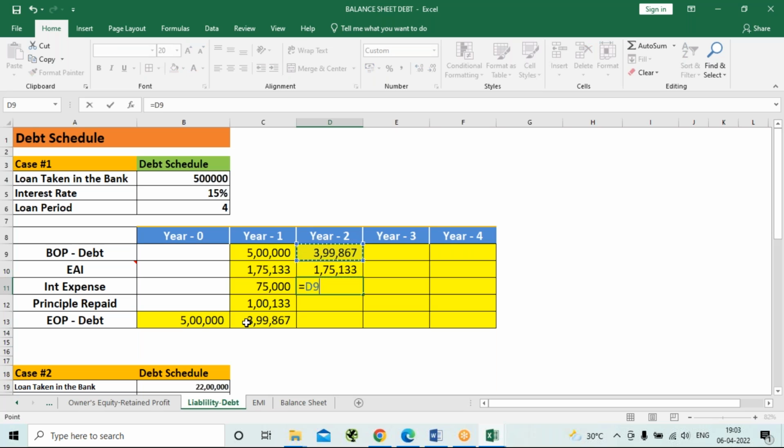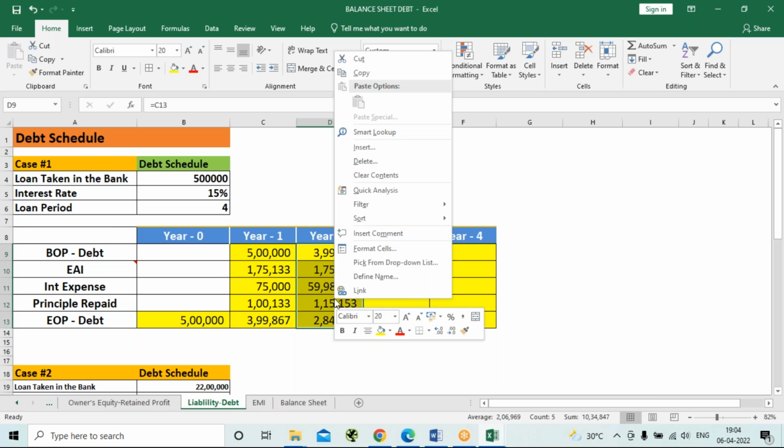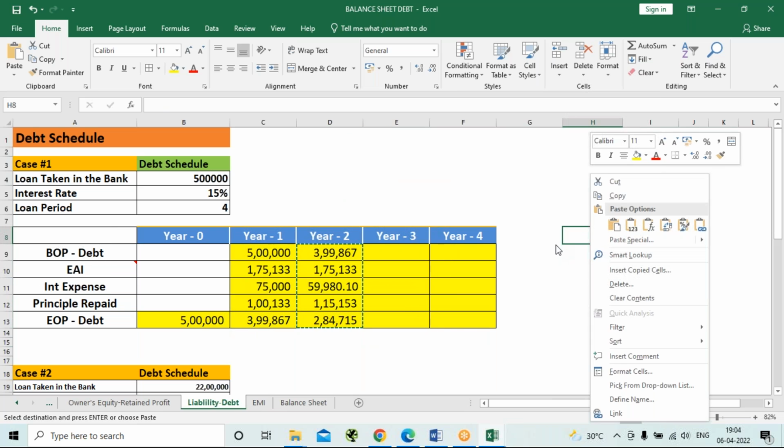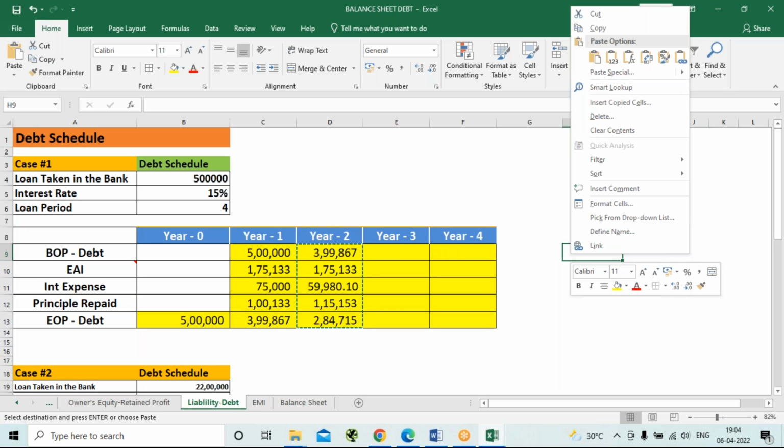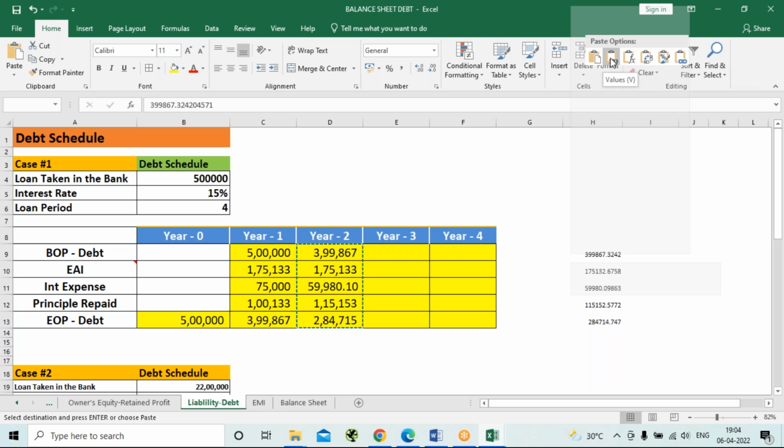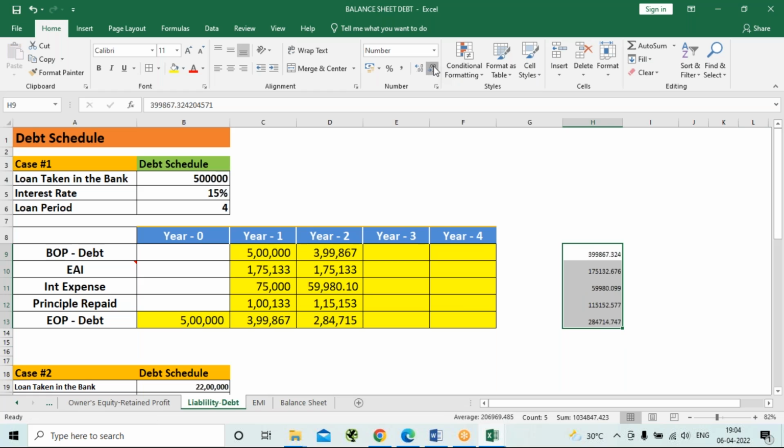This will be equals to that year's balance into 15%, equals to EMI minus interest expense, equals to the opening balance minus principal repaid. So this is how the balance will be there. Instead of me doing it once again manually, I'll just copy this value and keep it over here as a reference.